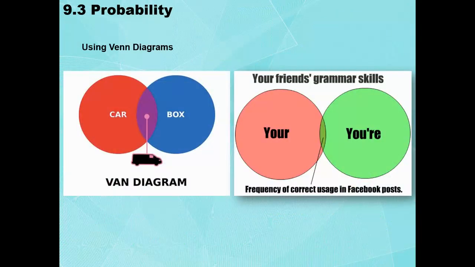Okay? So thinking about Venn diagrams, just a fun way to end it, right? Car, box. It's a Venn diagram, right? Boxcar. Your frequency of correct use. You probably don't use Facebook, so this probably isn't funny. We should probably say something different. I don't know what you guys use. TikTok. Instagram, maybe? Maybe that's still, maybe?